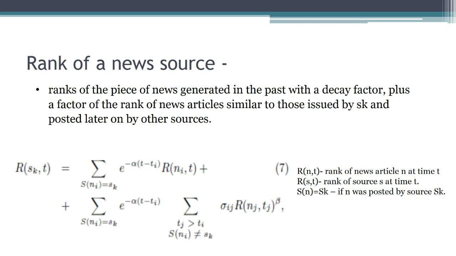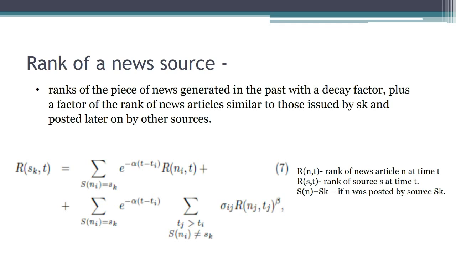So how do they rank a news source? We have RNT on the right. RNT is the rank of a news article. RST is the rank of a source. SN equals SK if N was posted by source SK. So we have the rank of the piece of news generated in the past.